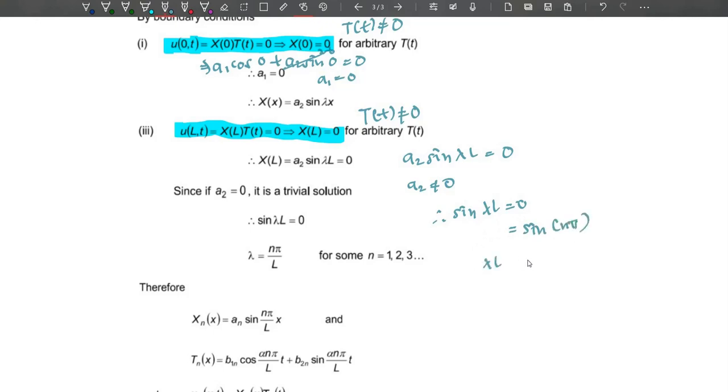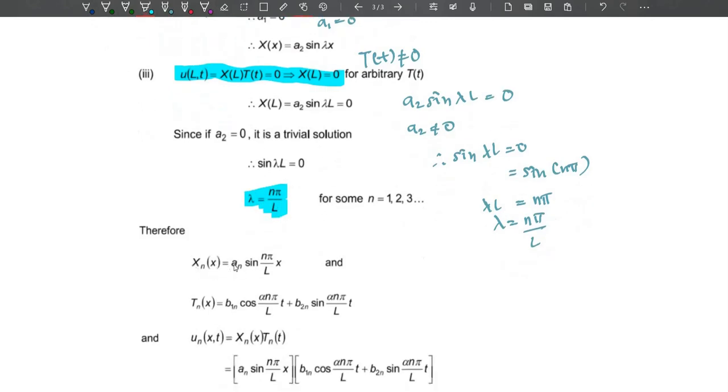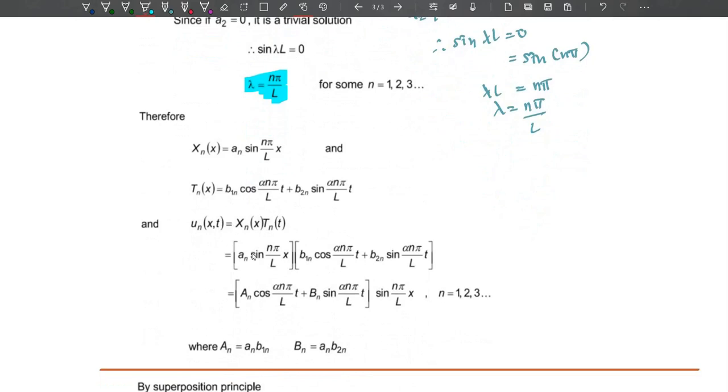λL is equal to nπ, which means λ is equal to nπ over L, for some n equal to 1, 2, and 3 until infinity. Therefore S_n(x) is A_n sin(nπx/L). Here we change λ into nπ over L, and T_n(t) is equal to B1n cos(αnπt/L) plus B2n sin(αnπt/L). And u(x,t) is a multiplication of S_n and T_n. For this, it's compulsory for you to write n equal to 1, 2, 3 until infinity. Where A_n here is simplified into A_n times B1n, and B_n is A_n times B2n.